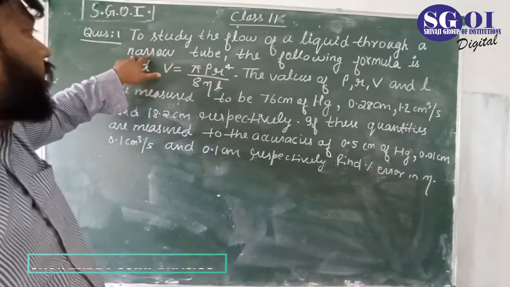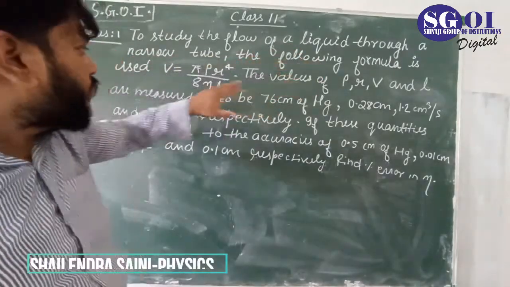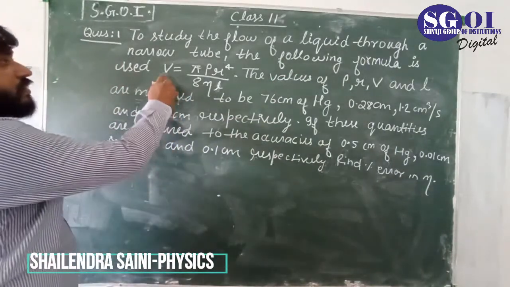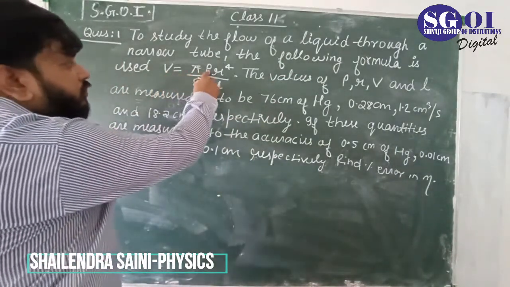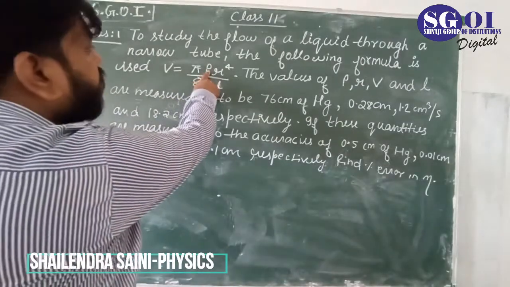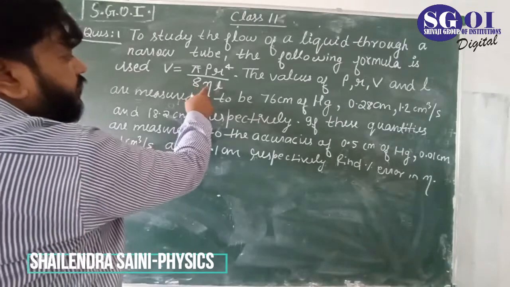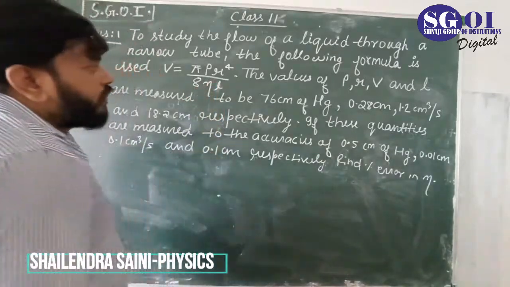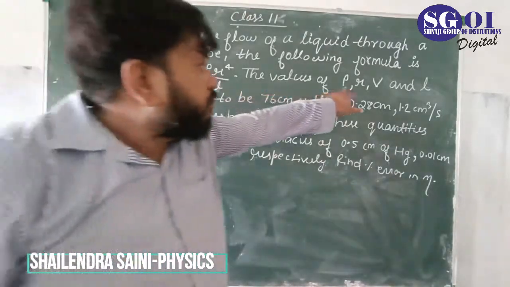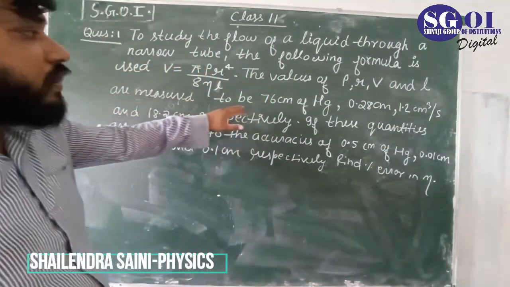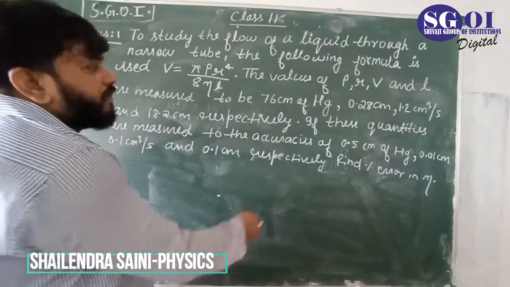...through a narrow tube, the following formula is used. The formula is given to you, that is V equal to pi P r to the power 4 upon 8 eta into L. The values of P, r, V, L are measured to be 76 centimeter of Hg.